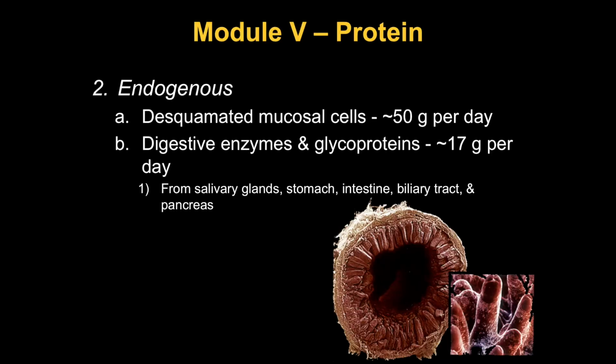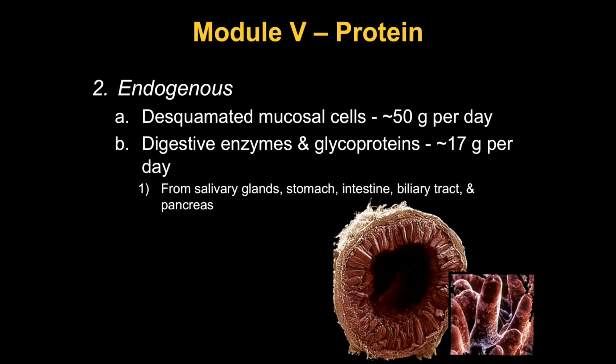We also produce proteins within the human body. So this is endogenous production. Every about 3 to 5 days, we replace gastrointestinal tract cells, and so we have to decommission those, and we call those desquamated mucosal cells. So we lose about 50 grams per day of protein this way by simply decommissioning these cells and then removing the components of the cells. And so we lose some protein this way.